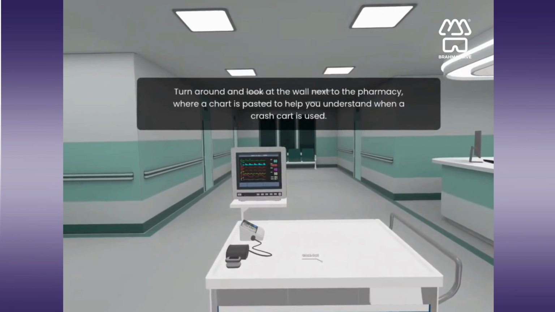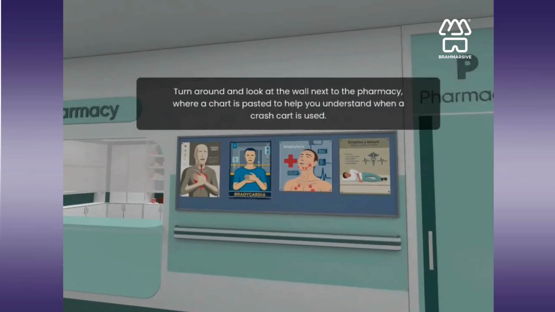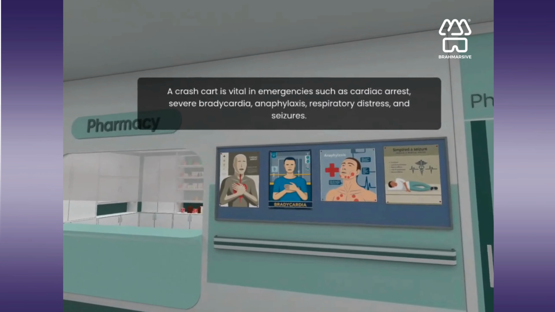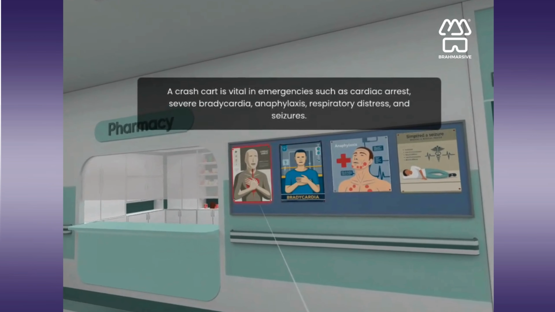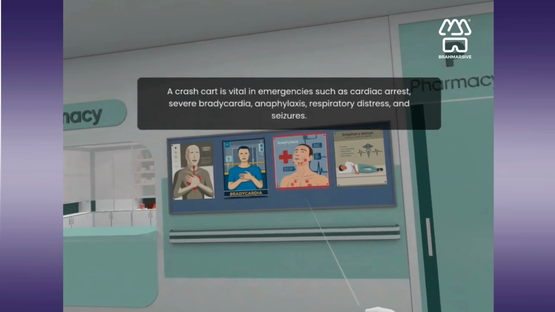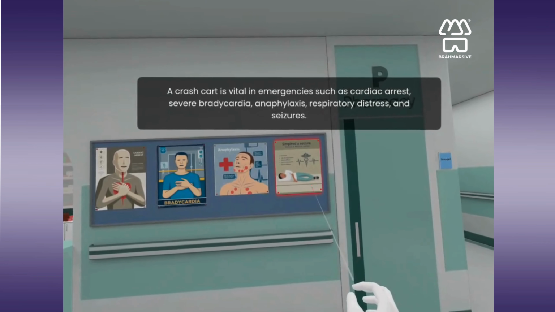Now, turn around and look at the wall next to the pharmacy, where a chart is pasted to help you understand when a crash cart is used. A crash cart is vital in emergencies such as cardiac arrest, severe bradycardia, anaphylaxis, respiratory distress, and seizures.